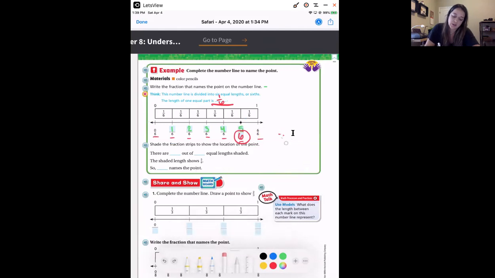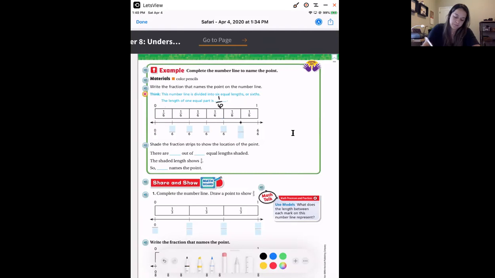I'm going to erase it all. Why? Because I want to briefly put it all in a much nicer and neater form. Okay, your writing should be nice and neat. Again, the length of one box or section or length or part is 1 over 6. Every single part is called 1 over 6.